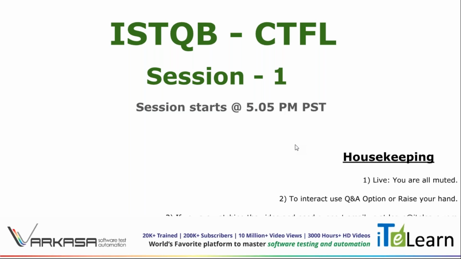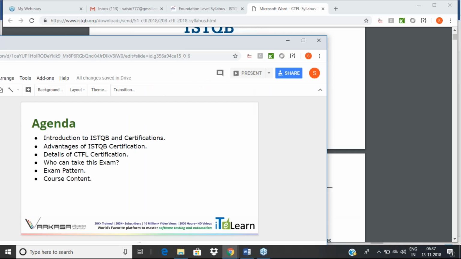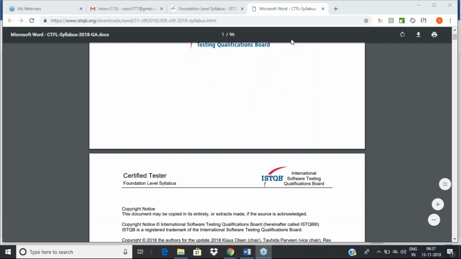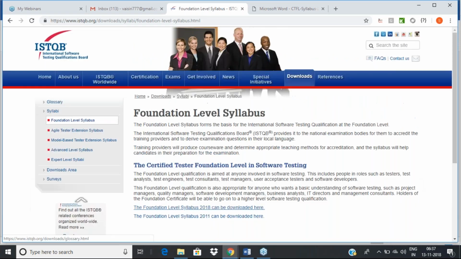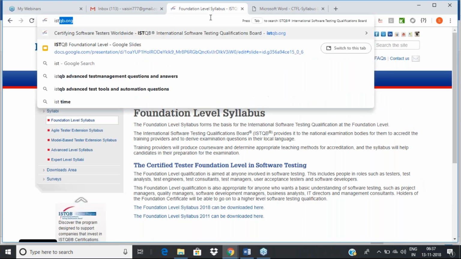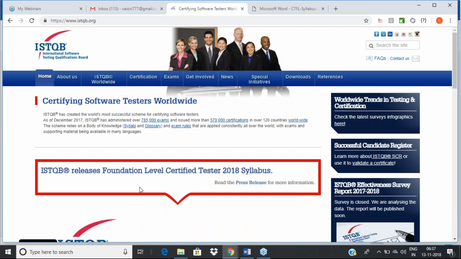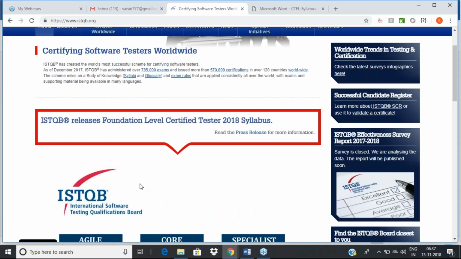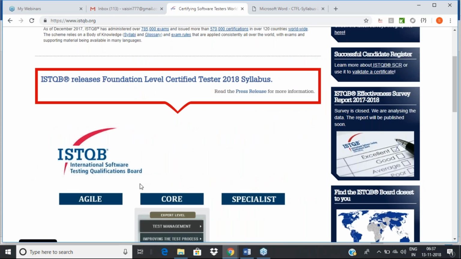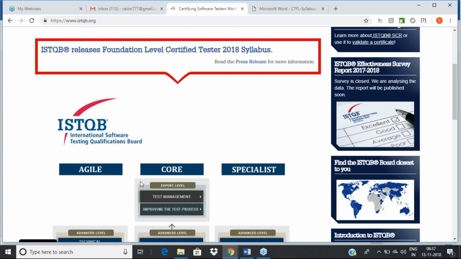So that was the introduction, and then the in-country websites. I can quickly walk through them because a few people missed it. The main website that you have to look into is ISTQB.org. Especially coming to the foundational level, there is a change in the syllabus. The syllabus has been revised in 2018, so we are going to discuss as per the latest syllabus.